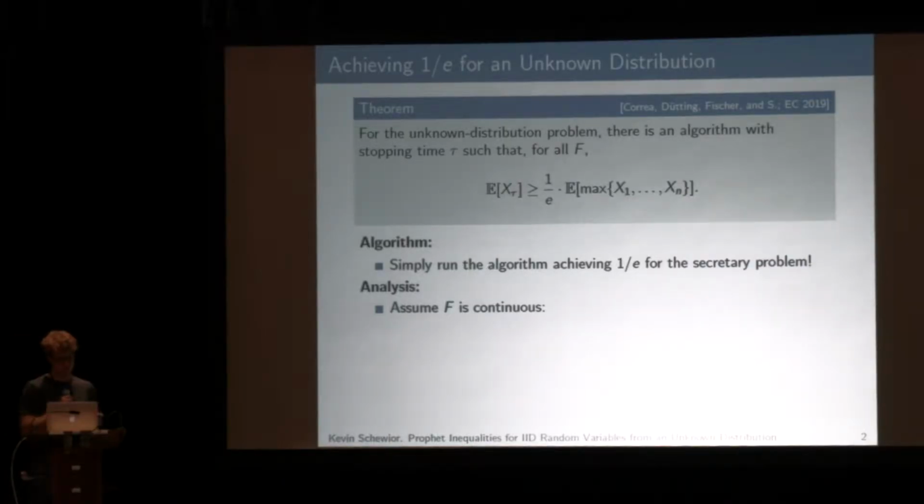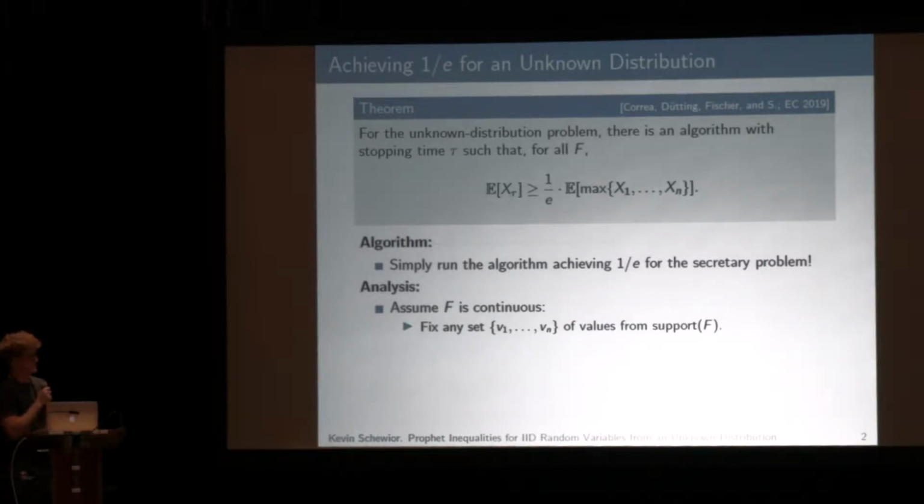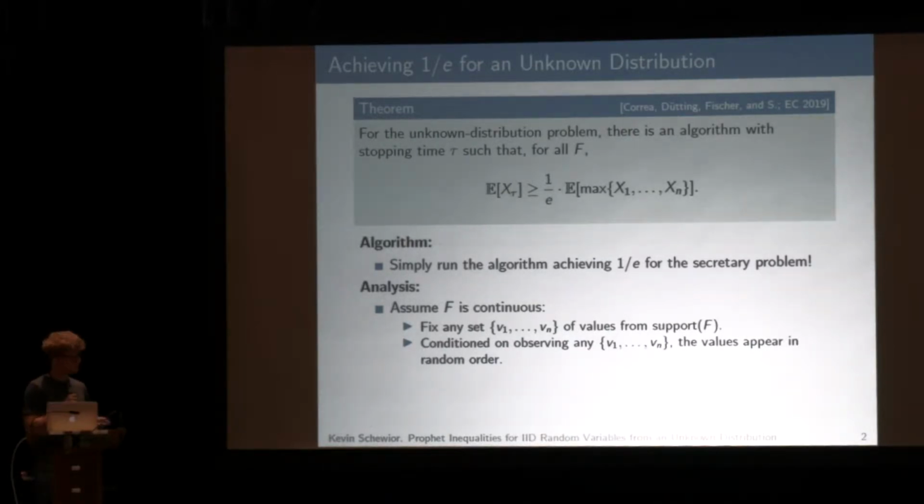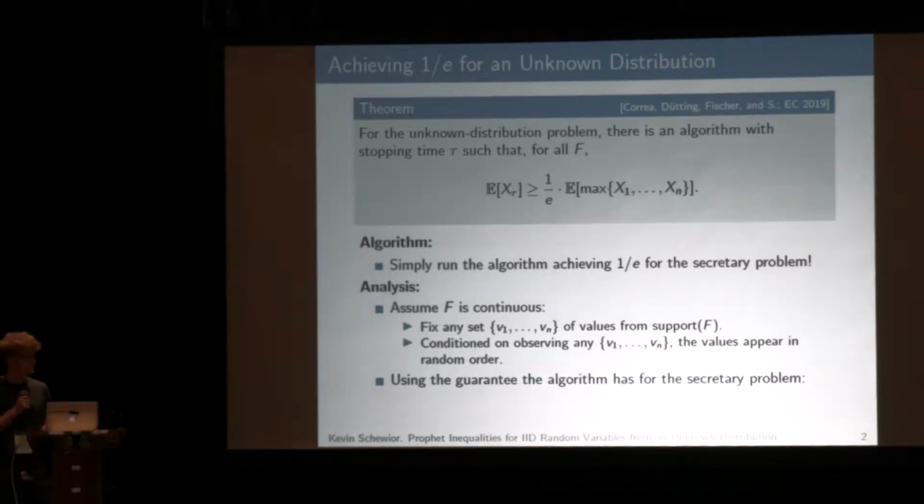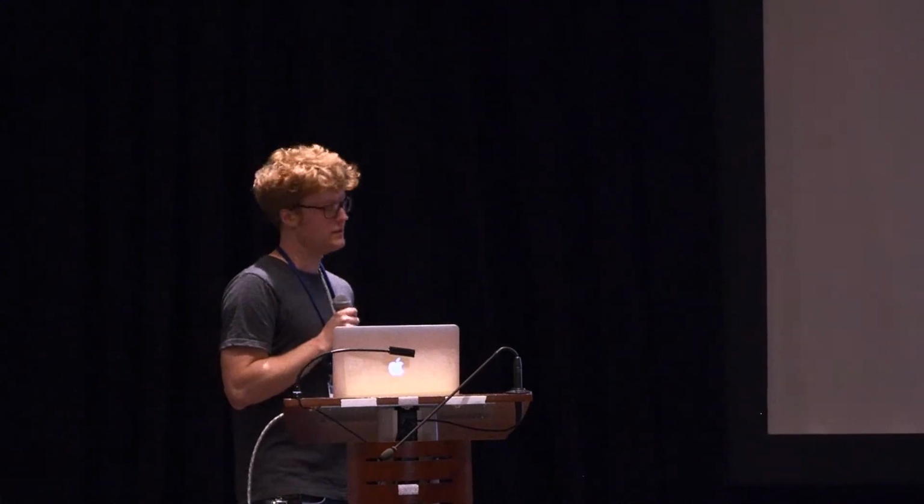Okay, so why does this algorithm achieve 1 over e, not just for the secretary problem, but also for our problem? So let's assume that the distribution is continuous for now. Now look at any set of n values that you might see. Conditioned on seeing that set, the values appear in random order, right? Now you can simply plug in the result that's known about the secretary problem, telling you that for that particular set, you select the maximum with probability 1 over e, while the profit selects it with probability 1, so you get a guarantee of 1 over e pointwise over all sets of n values that you see. Okay, so this is how we get that result.